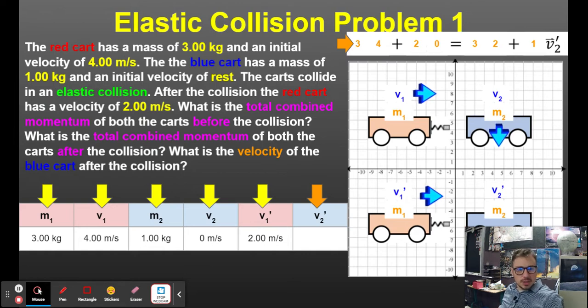Now, after the collision, there has to be 12 kilogram meters per second of momentum because you cannot create or destroy momentum. It's just going to transfer from one place to another. So then all you have to do is solve that. I know that after the collision, that red cart is moving at 2 meters per second, so it's going to have 6 kilogram meters per second. All I have to do is solve: take 12 minus 6, divided by 1. And I know that that blue cart is going to have a velocity of 6 meters per second. So those 12 kilogram meters per second before the collision, after the collision, all this collision did was change where it was. It didn't change the total amount.